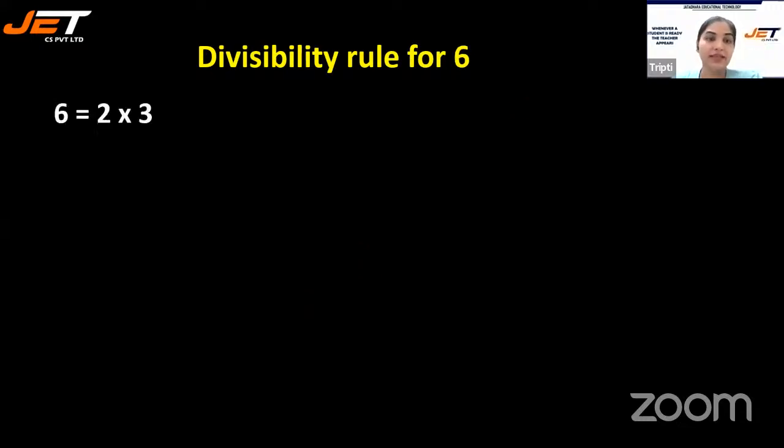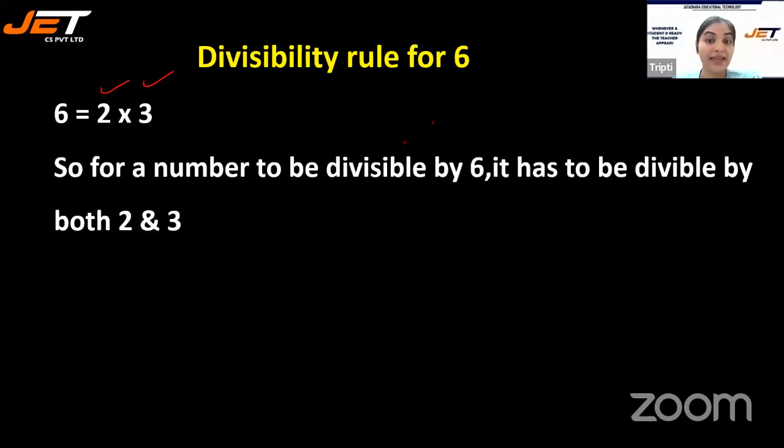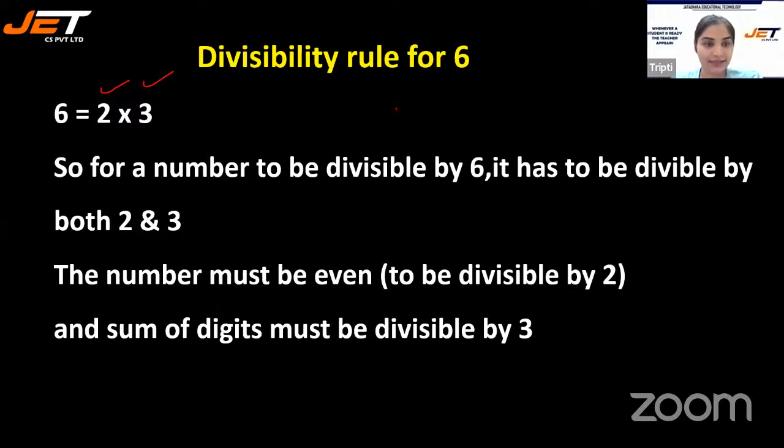Divisibility rule of 6. You know that 6 is the multiple of 2 and 3. 2 times 3 is 6, right? So to check the divisibility by 6, you need to check for both 2 and 3, right? If a number is divisible by both 2 and 3, then the entire number is divisible by 6. You know how to check the divisibility by 2, like the number should end with either 0, 2, 4, 6, 8, meaning the number must be even. And for 3, the sum of the digits must be divisible by 3, right?